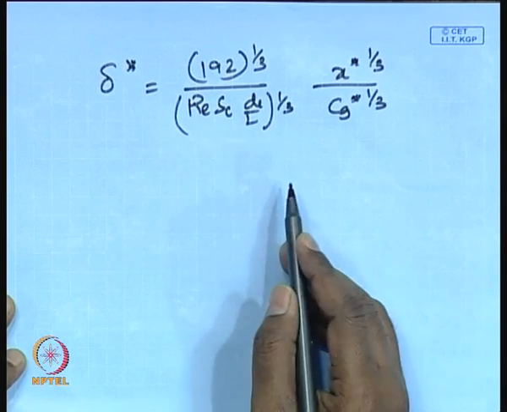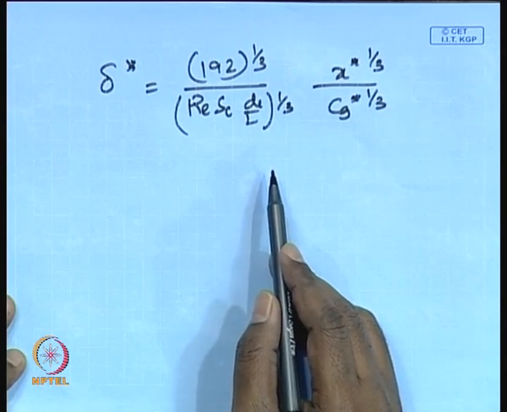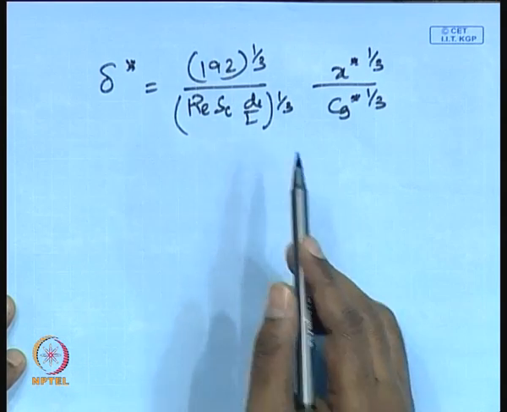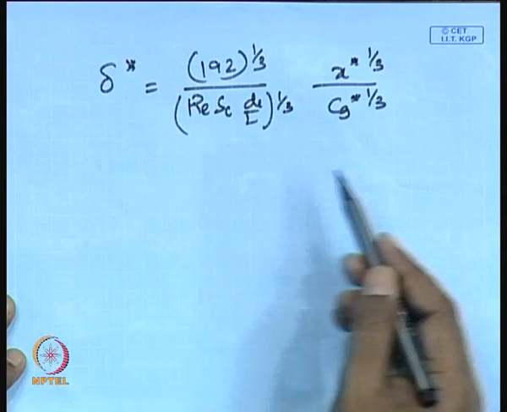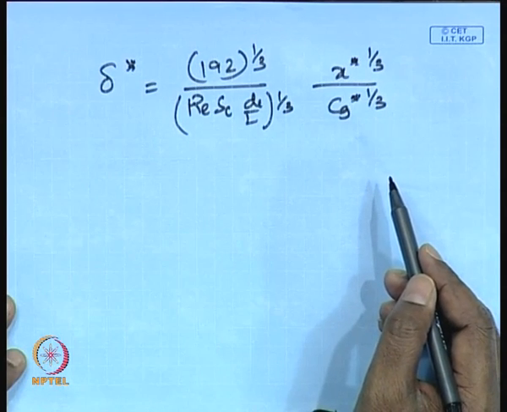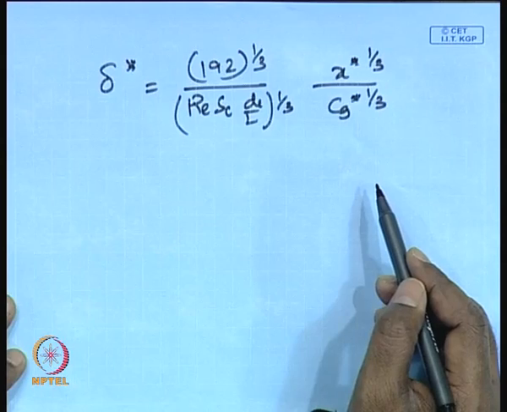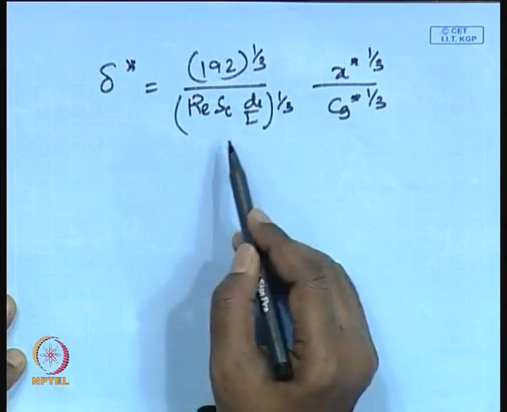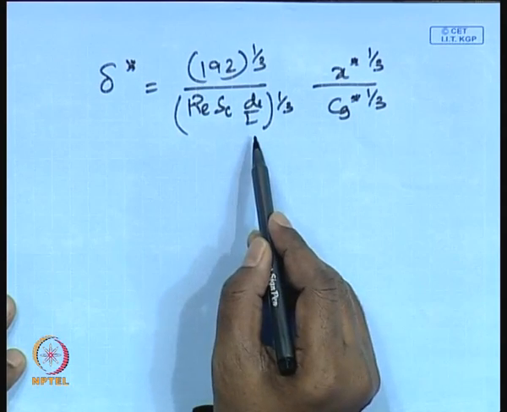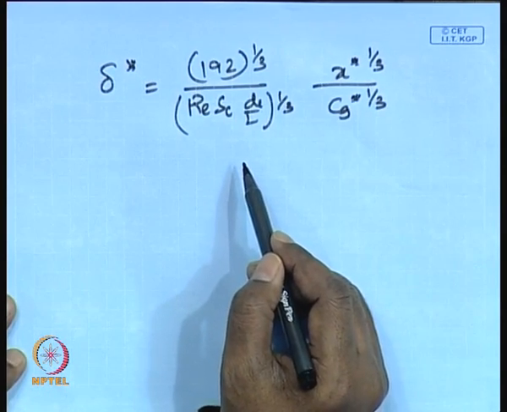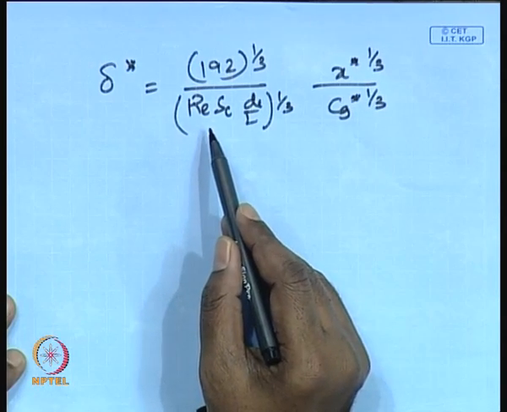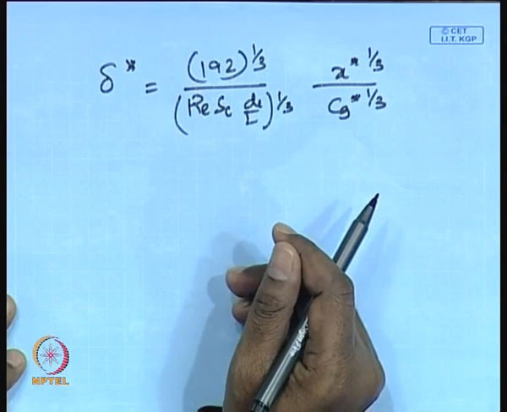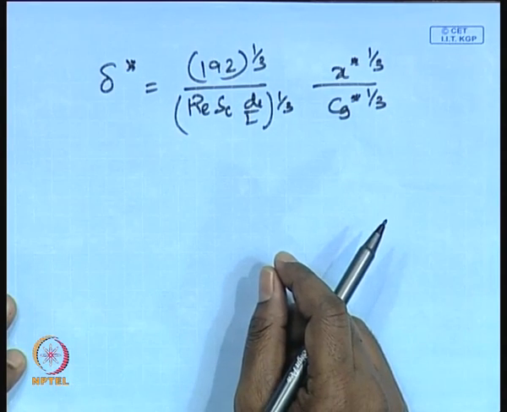Now, there is a similarity between this analysis and the osmotic pressure analysis that we have done by using the similarity solution. If you remember, there also the delta star was varying as a function of x star to the power 1 upon 3. Here also it is varying as x to the power 1 upon 3, although the coefficients are different, but here also delta star is inversely proportional to Reynolds Schmidt d by L. That simply means, if you increase the Reynolds number, the thickness of boundary layer will be small. That means, if you increase the turbulence in your system, the growth of the boundary layer will be arrested.